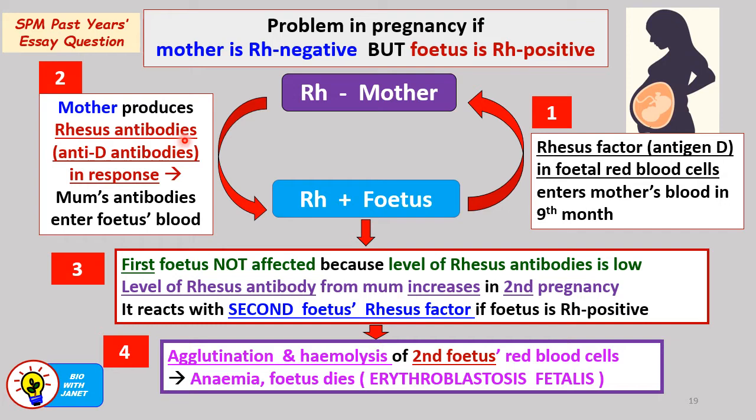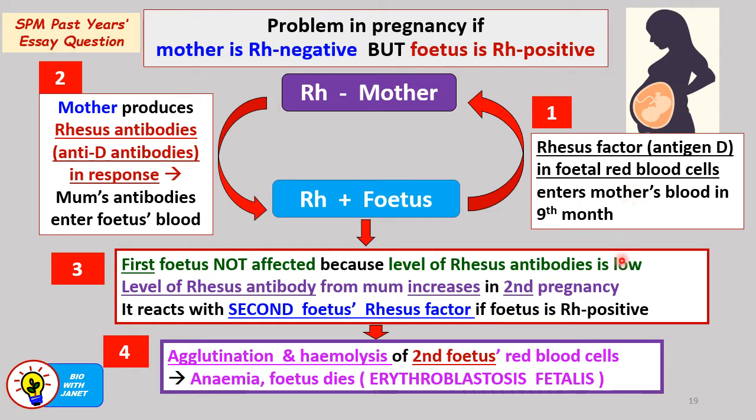Okay, because to her this rhesus factor from the fetus, this antigen D, is a foreign substance, it's an antigen. Okay, so she produces the rhesus antibodies. Being rhesus negative, she produces the rhesus antibodies, and mom's antibodies will then enter the fetal blood through the placenta. Okay, because these antibodies dissolve in the blood of the mother and can diffuse across the placenta. Now, for the first fetus, luckily, he or she will not be affected, all right, because the level of rhesus antibodies from the mother is low on first exposure to the rhesus factor, right?